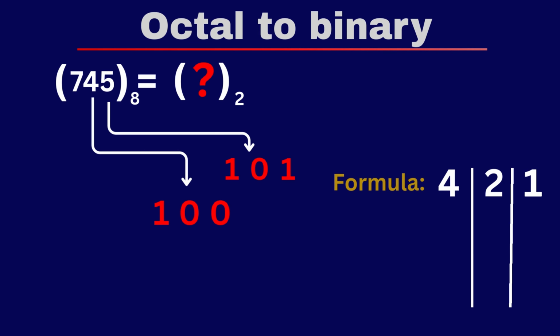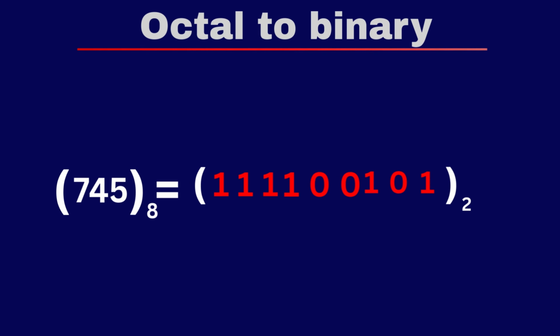Next octal digit is 7. 7 is made by adding 4 plus 2 plus 1, so we place 1 in the positions 4, 2 and 1. So the binary form of 7 is 111. Now we get the complete binary code of 745.